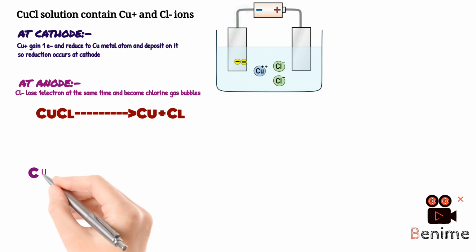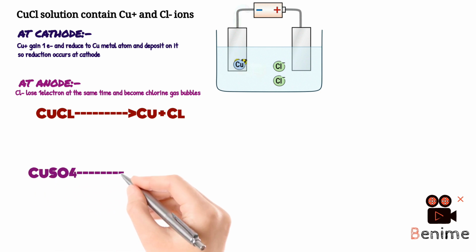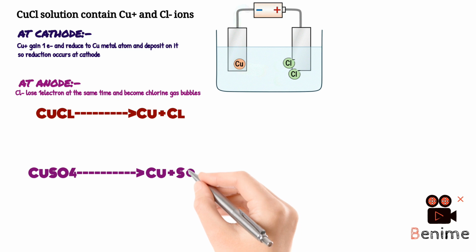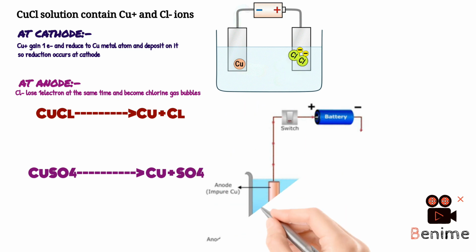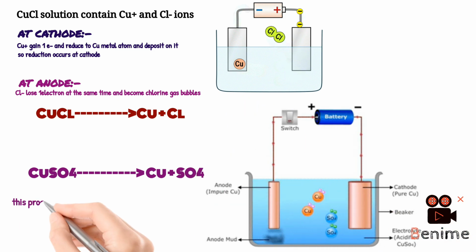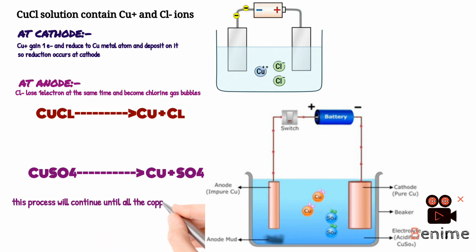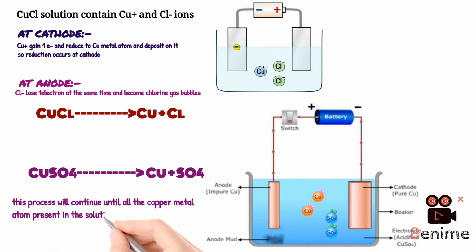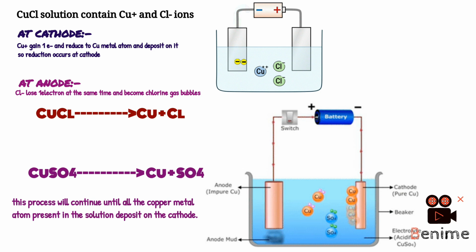Similarly, if we have copper sulfate solution, then by the process of electrolysis we can convert it into neutral copper and sulfate. This process will continue until all the copper metal atoms present in the solution are deposited on the cathode. I hope you understand electrolysis very well.